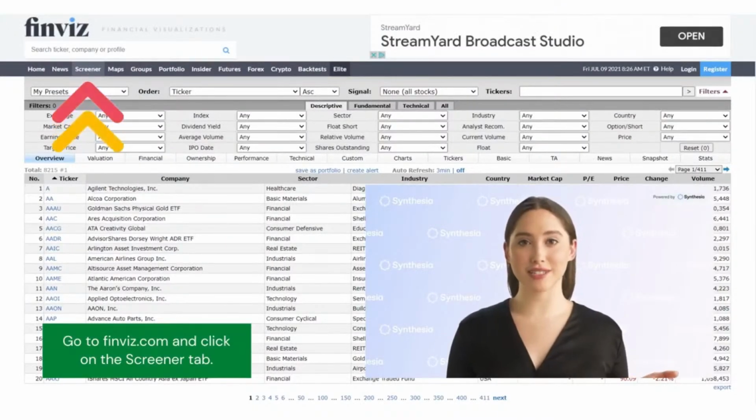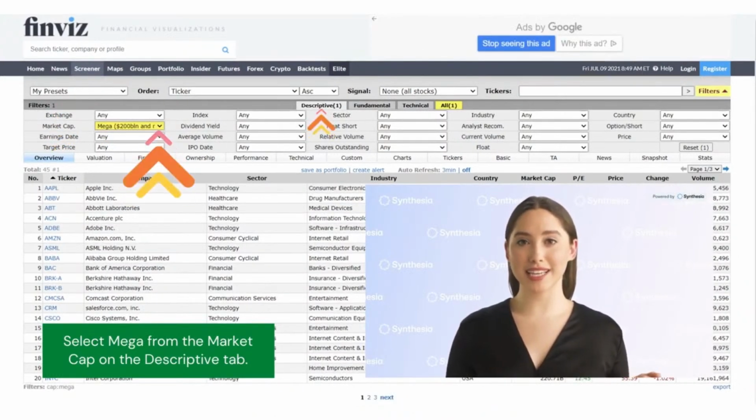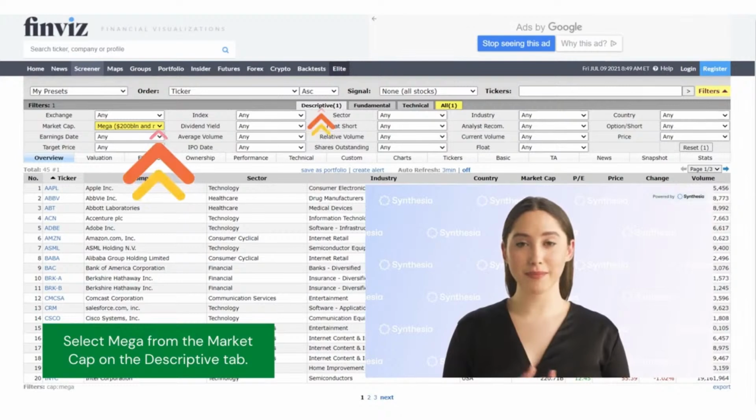First, how to find stocks to buy. Go to finviz.com and click on Screener. We only buy mega and large capital stocks that are below the RSI of 30. So select Mega first on the Descriptive tab. We want to invest in the largest well-known companies only.